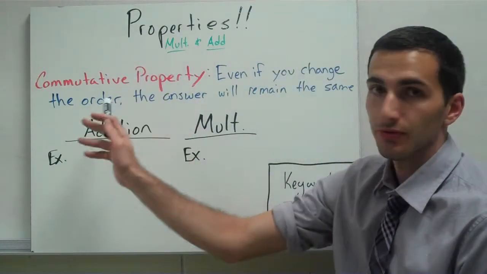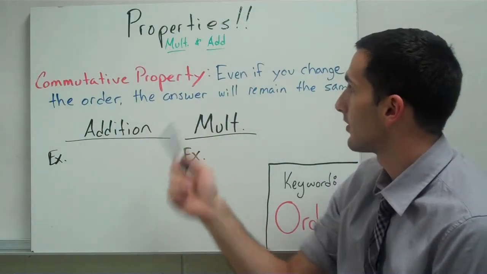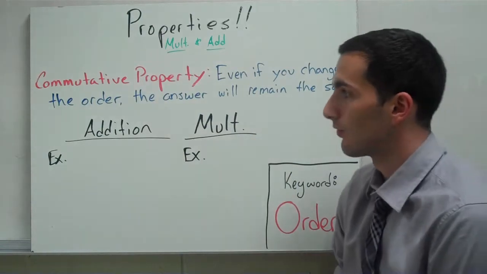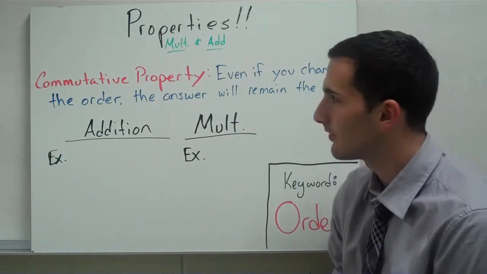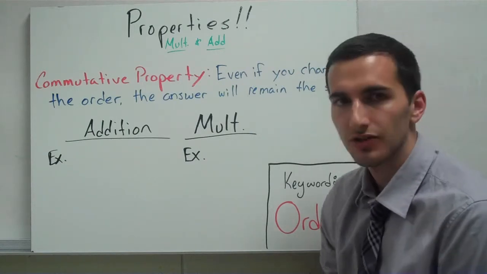Alright, so the first one we're going to talk about is the commutative property. The commutative property tells us that even if you change the order, the answer will remain the same. Well, what does that mean? Well, let's take a look.